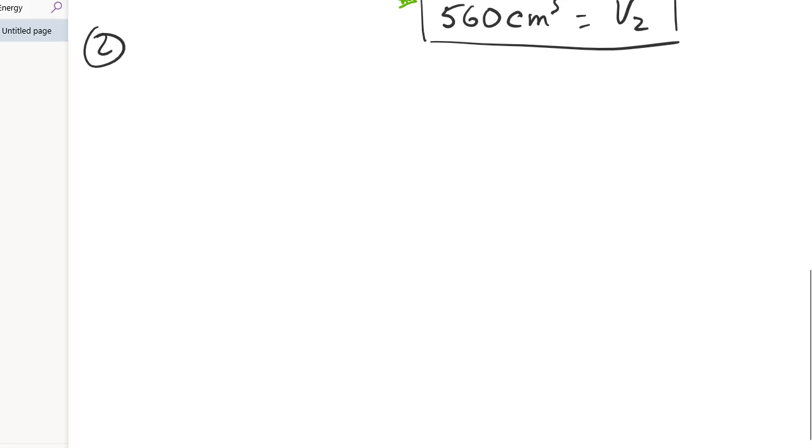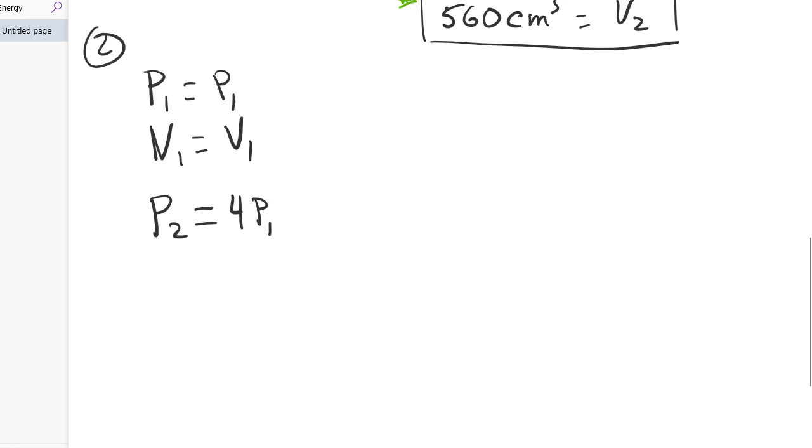But let's do this. Let's say that we start out with a pressure of P1. And let's say we start out with a volume of V1. Then what they have told us is that the pressure is going to change to 4 times. They're saying the pressure on a gas quadruples. So if the pressure quadruples, that means that the second pressure is going to be 4 times the first pressure. That would be quadruple.